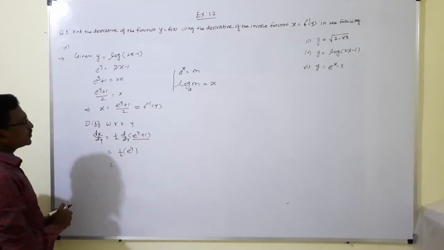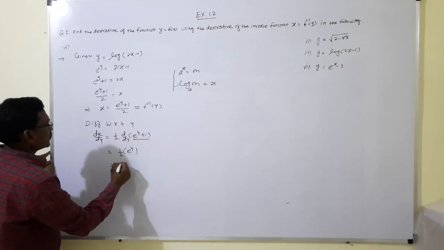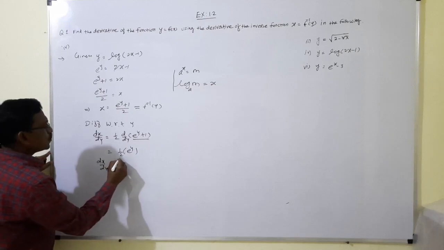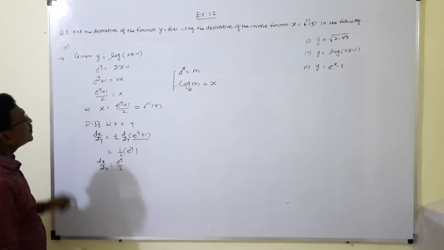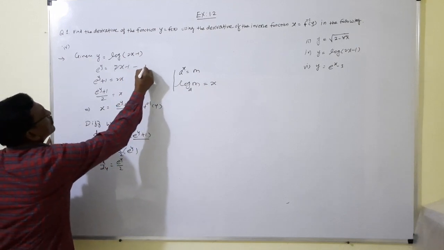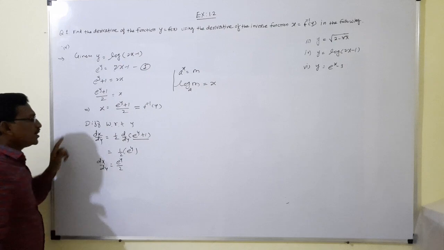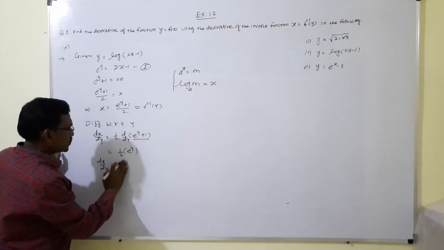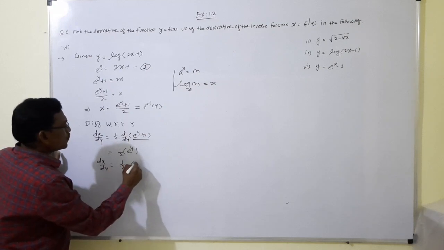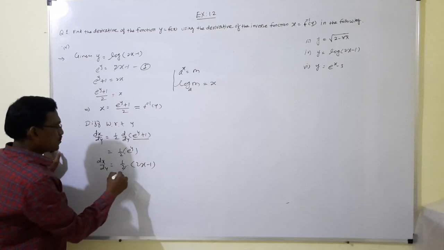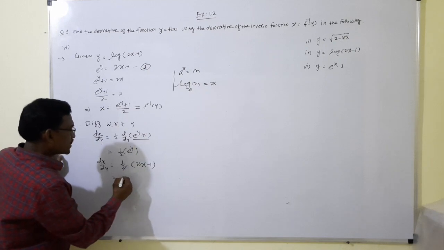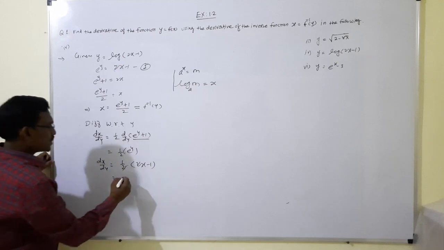Now this is e raised to y by 2, but e raised to y, from equation 1, is nothing but 2x minus 1. So 1 by 2 into 2x minus 1, and this 2 will get cancelled. It is x minus 1 by 2.